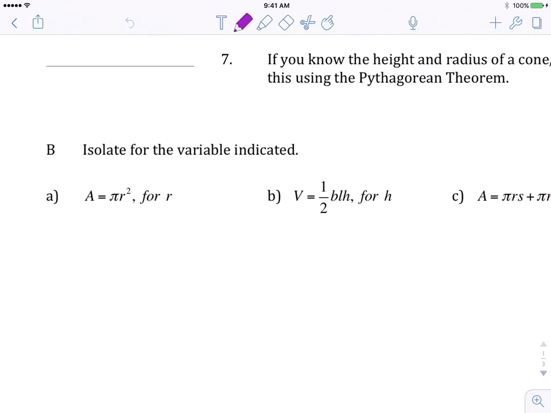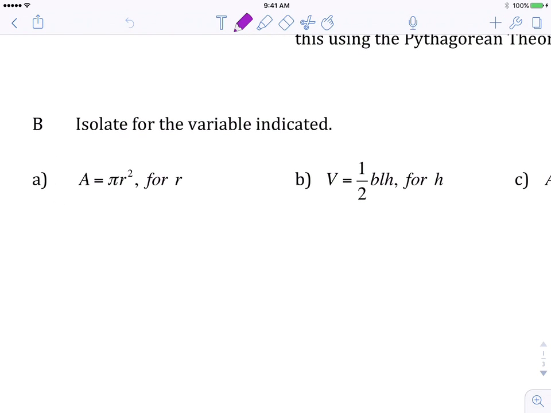I also want to put this into your long-term memory. So let's take a look at isolating for the variable indicated. In this case, we're isolating for the variable r. So A equals pi r squared. And how do we slowly start getting this r by itself? The first thing we want to do is divide both the left and the right side by pi. So we have A divided by pi.